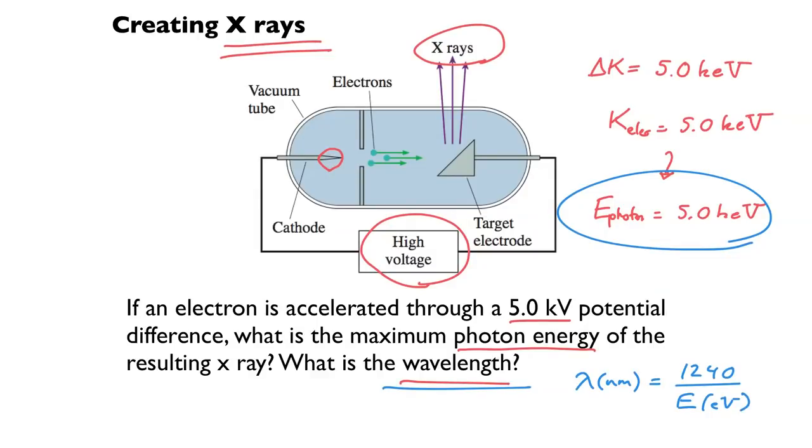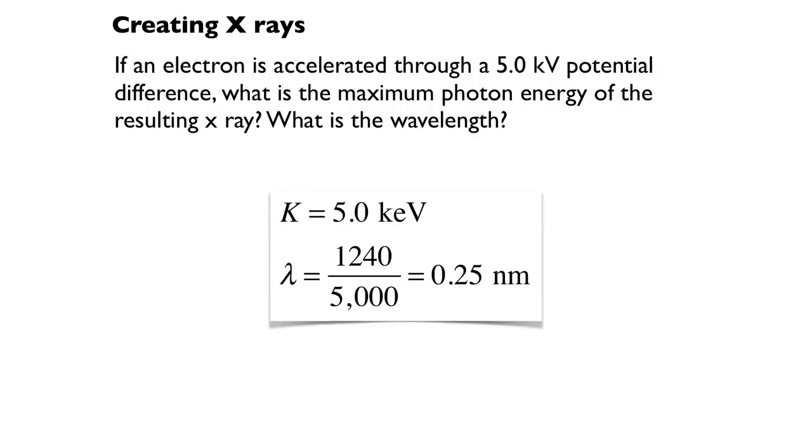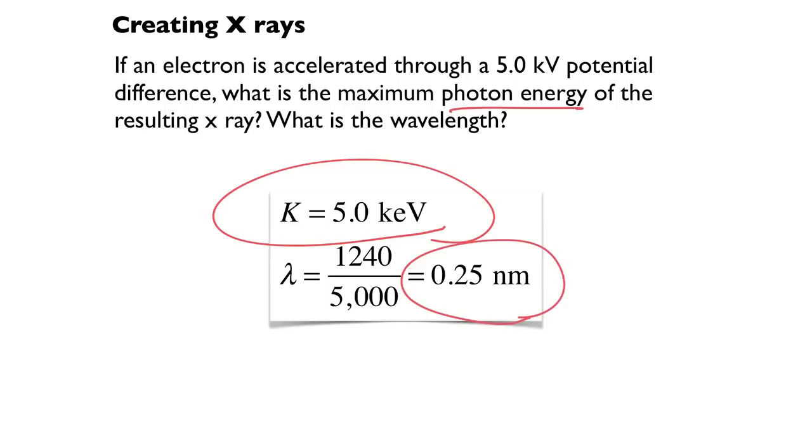So I can calculate the wavelength, and it turns out the wavelength's pretty short. The numbers I get for this calculation are this. The energy of the electron, of course, is 5 kiloelectron volts, and so that's the maximum photon energy we can have. The wavelength comes out to be 0.25 nanometers, and that's getting to be on the size of an individual atom. And so the X-ray photons, one electron produces one photon. One photon is going to interact with a single atom.